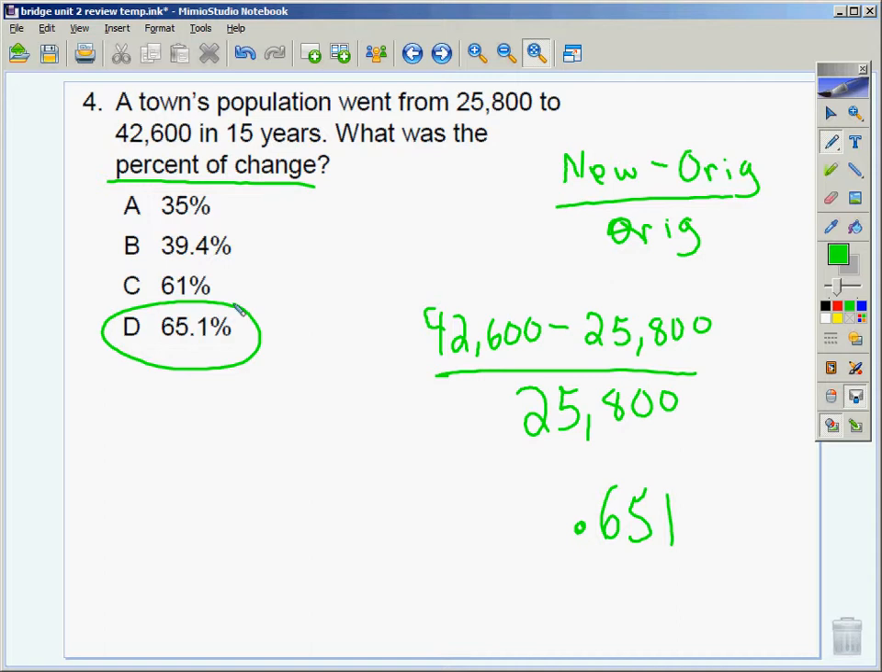Okay? It just means that you've got to remember that it's new minus original divided by original. This number and this number are always going to be what? The same. Okay? Other questions from this problem?